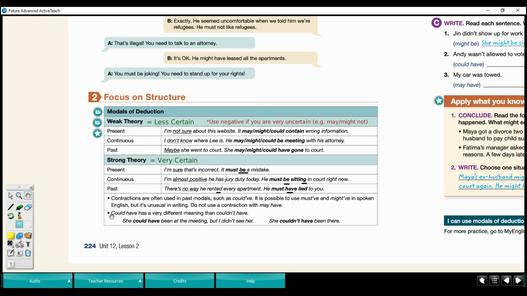This bullet says could have has a very different meaning than he couldn't have or she couldn't have. So she could have been at the meeting, but I didn't see her. That has a very different meaning from she could not have been there, couldn't have been there.